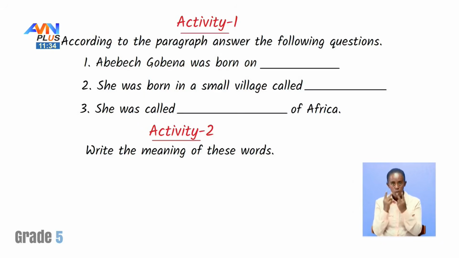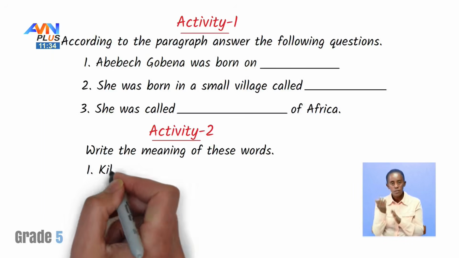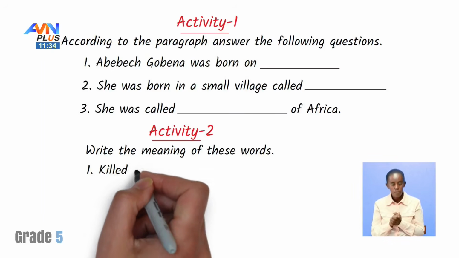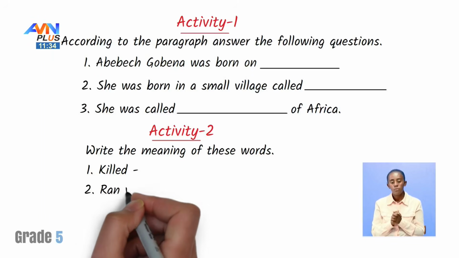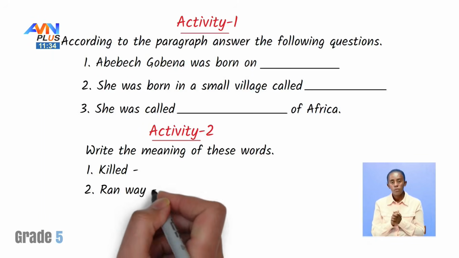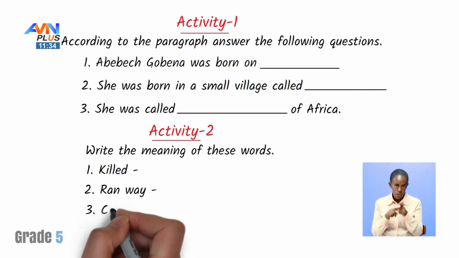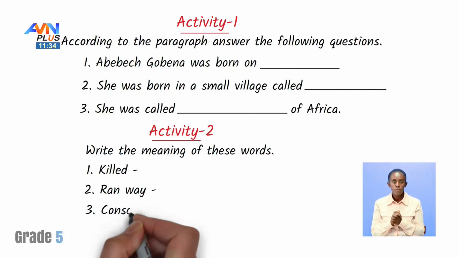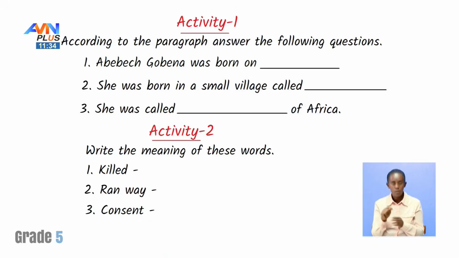Look, number 1. Killed. Number 2, ran away. Number 3, consent. Number 4, voluntarily.